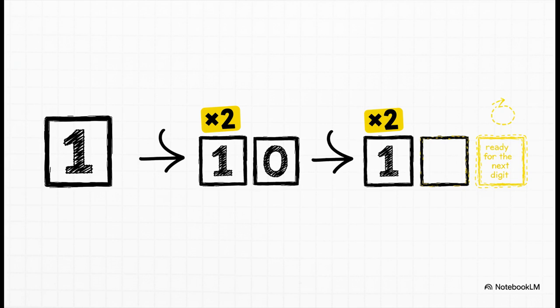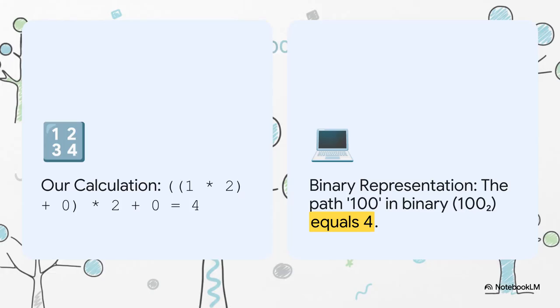And that action, that little shift, is what guarantees that our starting number, the root, always stays in that all-important, most significant position. Every time we go down a level, we're essentially pushing the root's value further to the left, cementing its importance. And look at this. Here's where it all comes together. On the left, you've got our step-by-step math. On the right, you see what the path 100 actually means in binary. It's also 4.